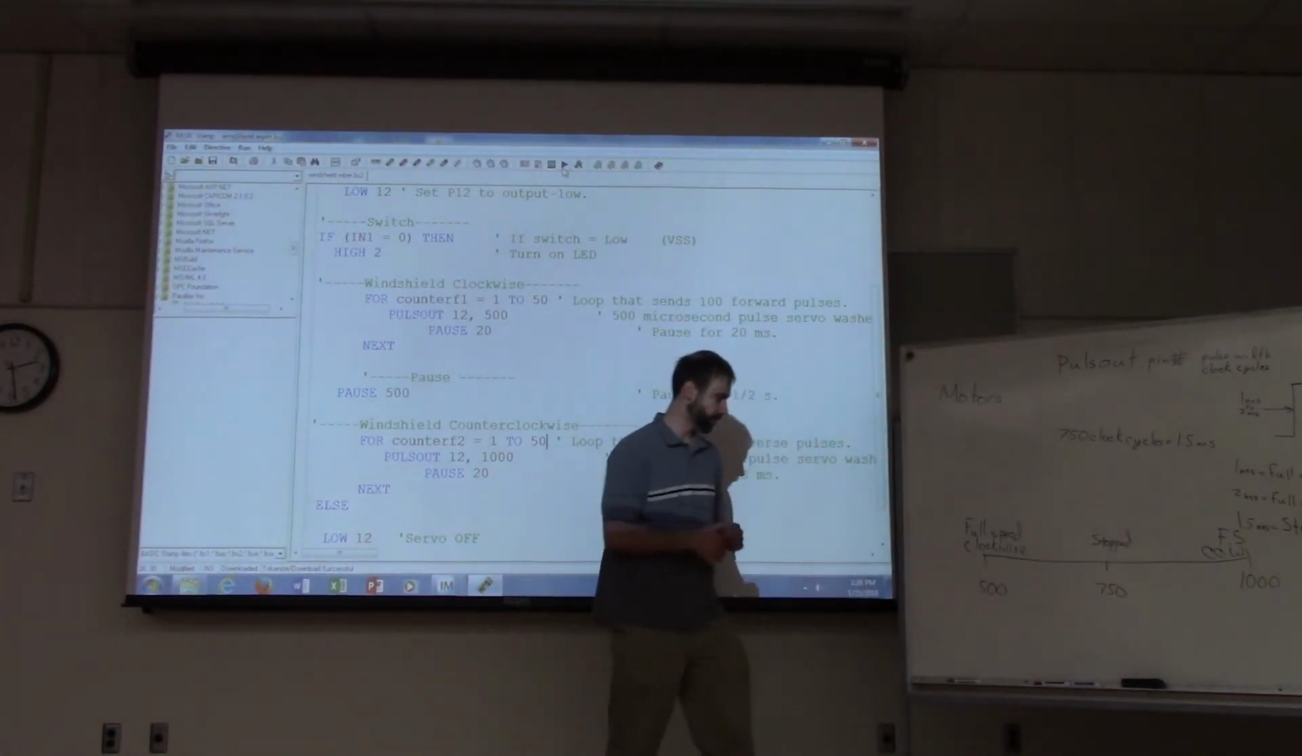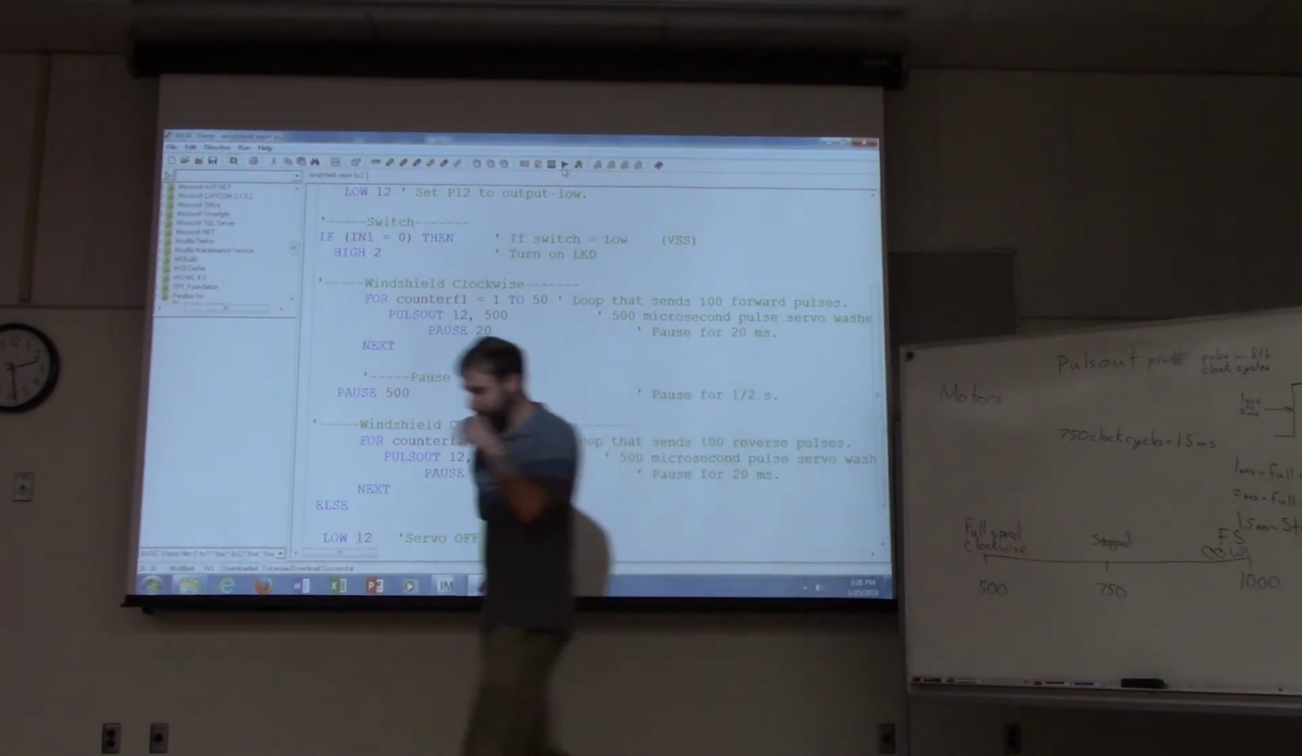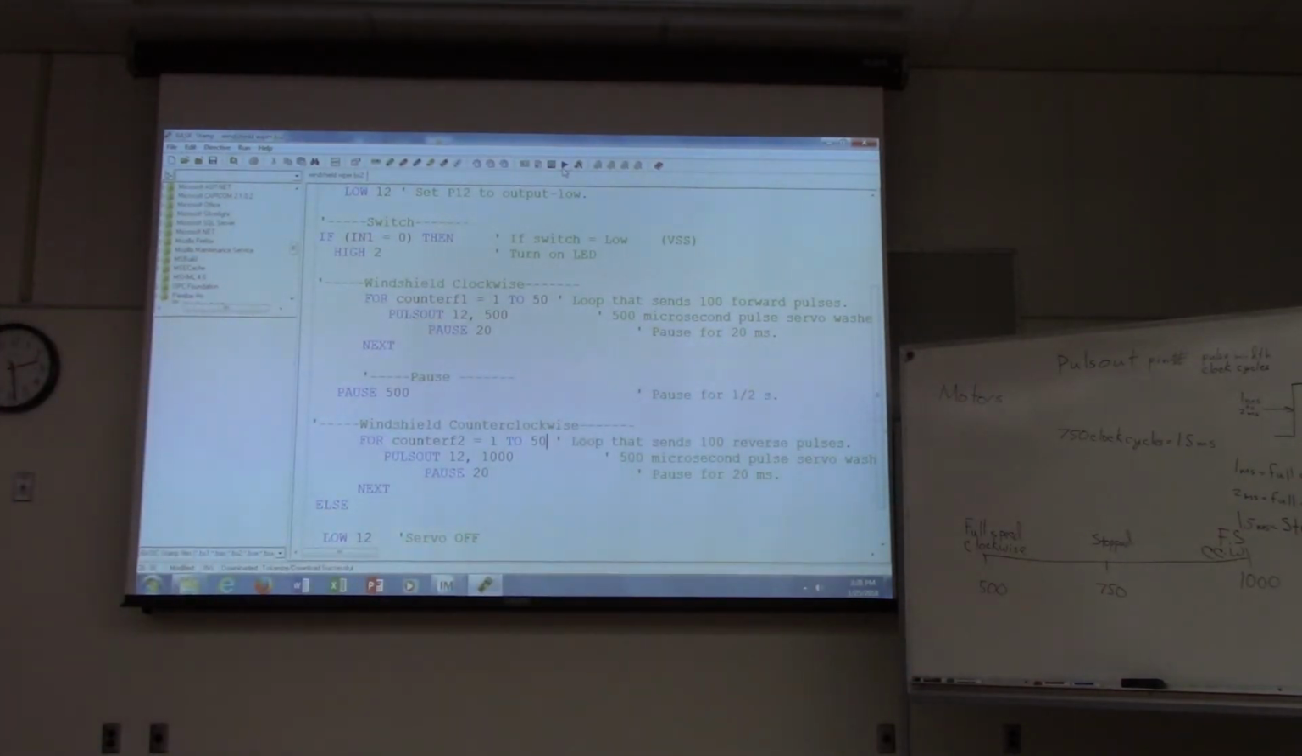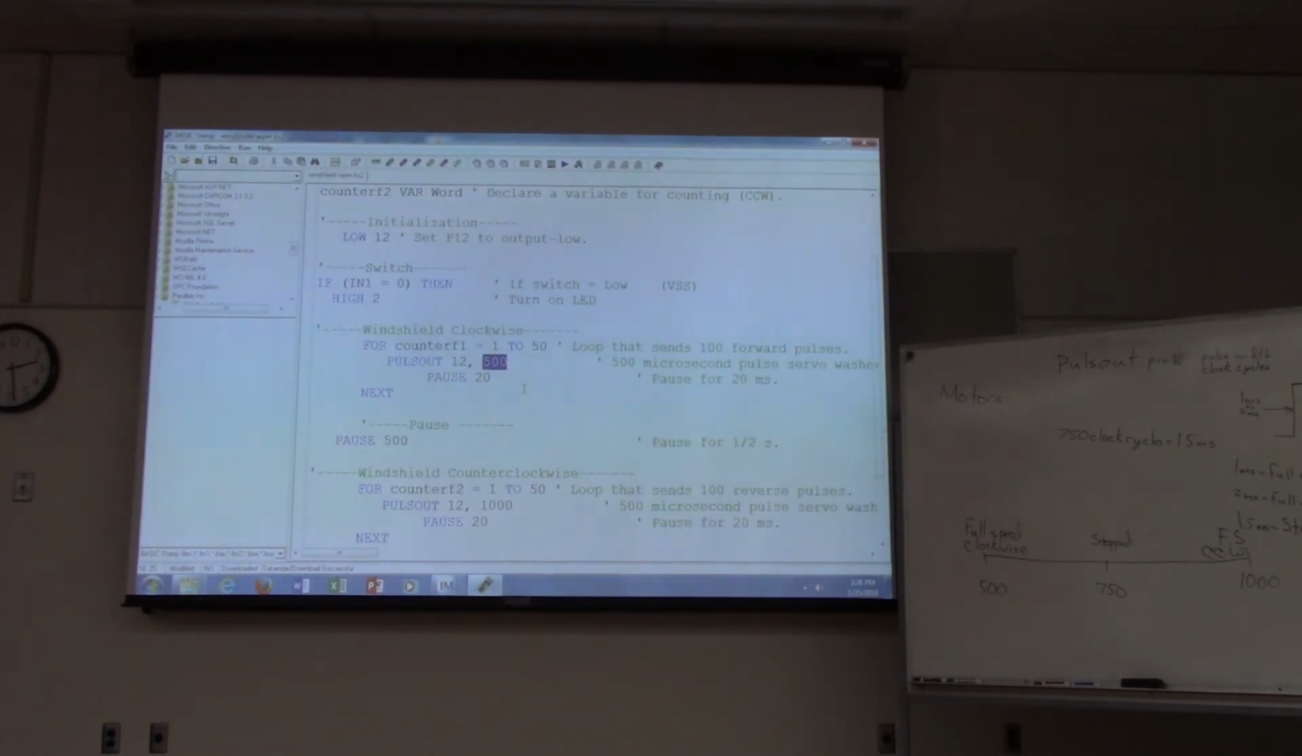So you can play around with the speed that the motor is running at by changing these numbers there. So that's a little bit about how the motor is actually being controlled.